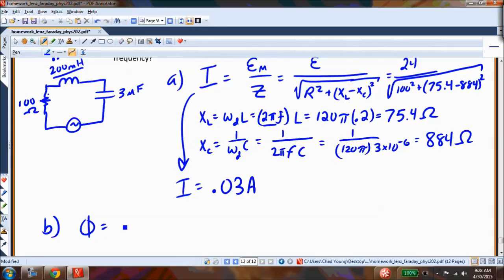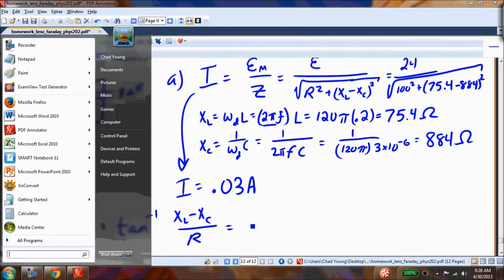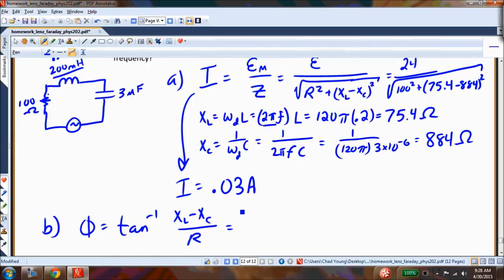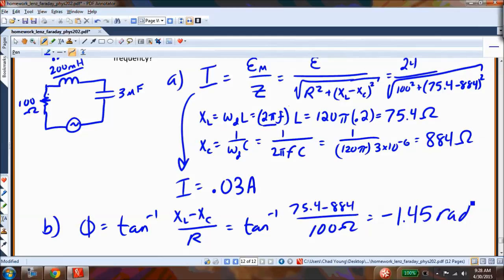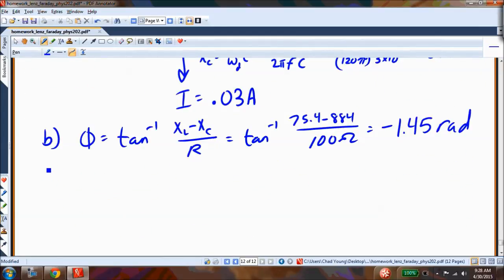This comes about from our analysis of the phasors. Tan minus 1 of XL minus XC over R. Remember, this is just simple vector math here. This is inverse tan of 75.4 minus 884 divided by 100 ohms, and that is equal to minus 1.45 radians. That's my phase shift.